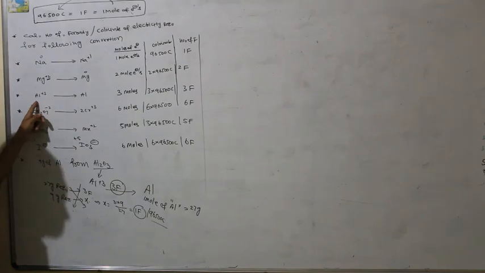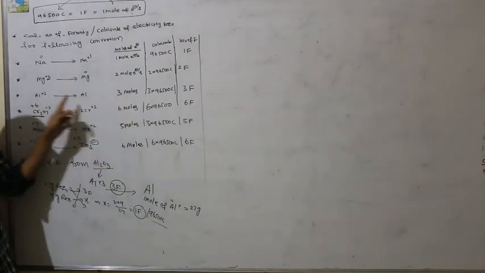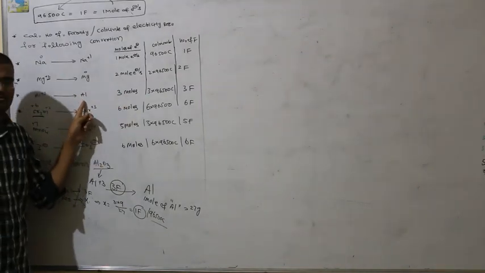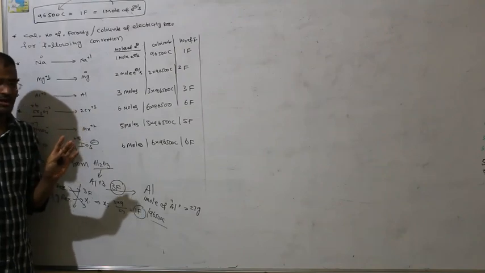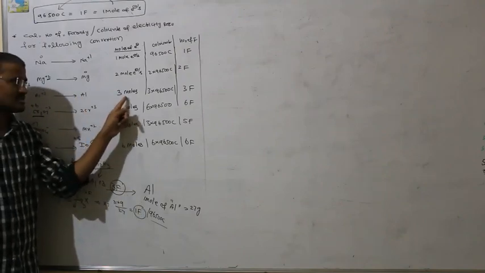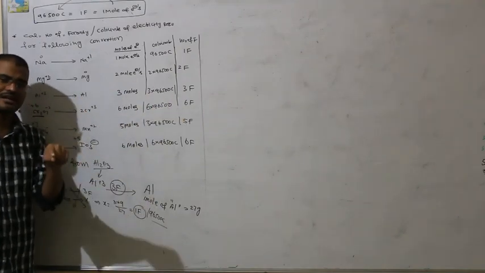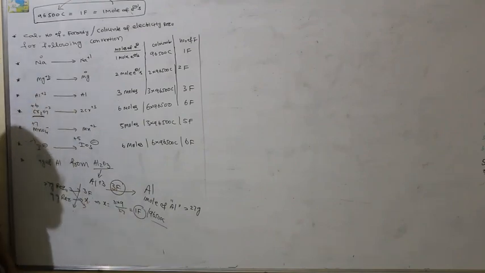From here you can check. Here I have 3 moles making 1 mole aluminium. 1 mole aluminium is 27 grams. So for 27 grams, 3 Faradays are required. Then for 9 grams, 1 Faraday will be required. 1 gram equivalent will deposit. This is one type of question.